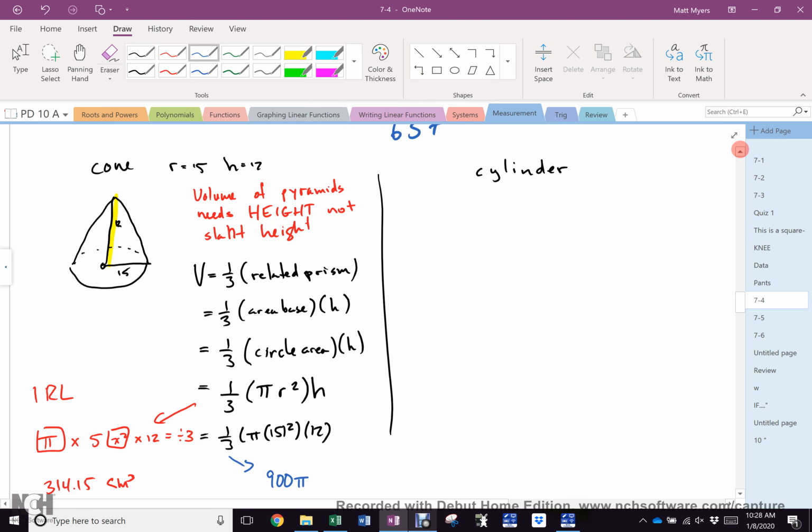Now let's look at a cylinder. Is a cylinder a pyramid or a prism? Prism. So, what's the volume of a cylinder? Same thing as all prisms. Area of the base times what? Height. Do I need to worry about dividing anything anywhere? No, because it's a prism. So a cylinder, what's the area of the base? It's a circle times the height. What's the area of a circle? Pi r squared times the height.